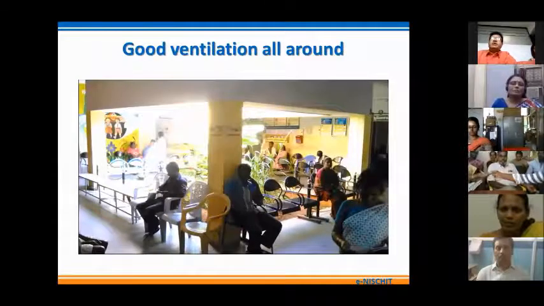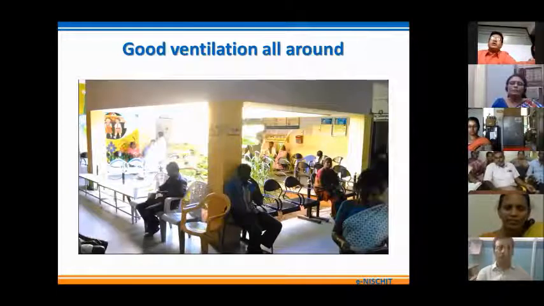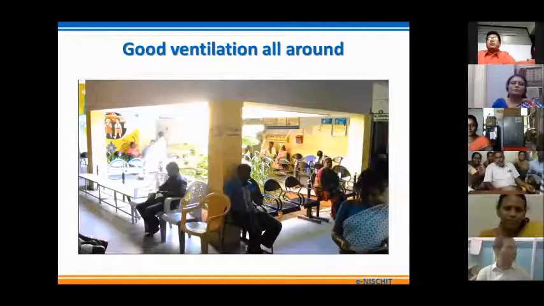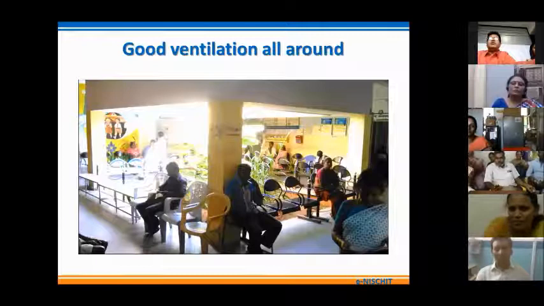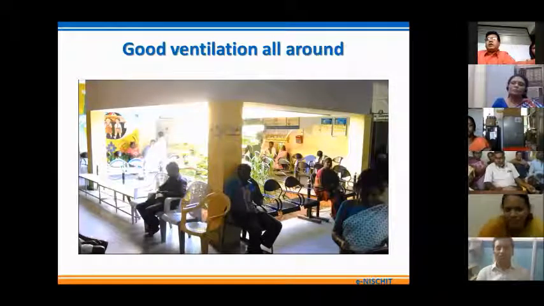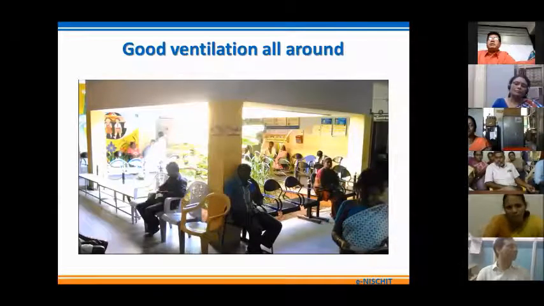This is from one of the ART centers in South India, and it was completely open. It was open to the sky, and there was a good ventilation which was happening in this center, and there is a good queuing system which they have applied here. So this was one of the good places which we have visited in South India. Next slide, please.